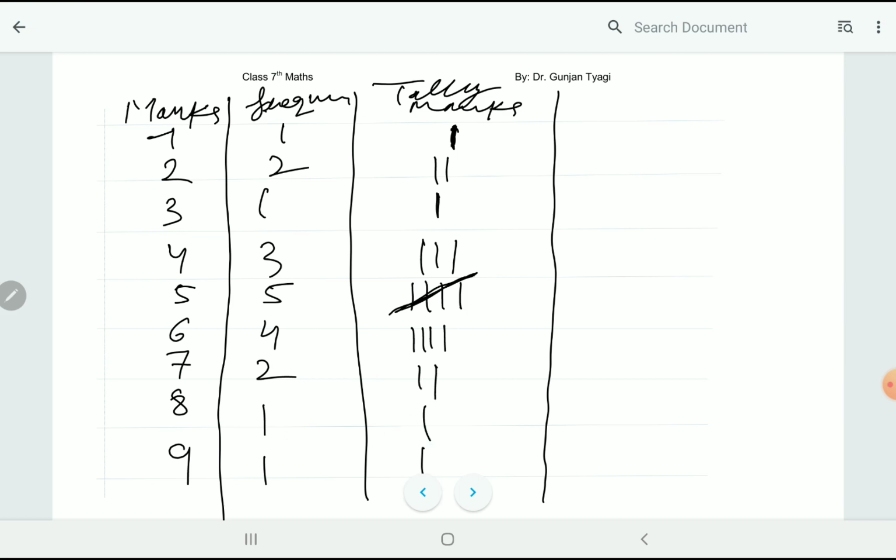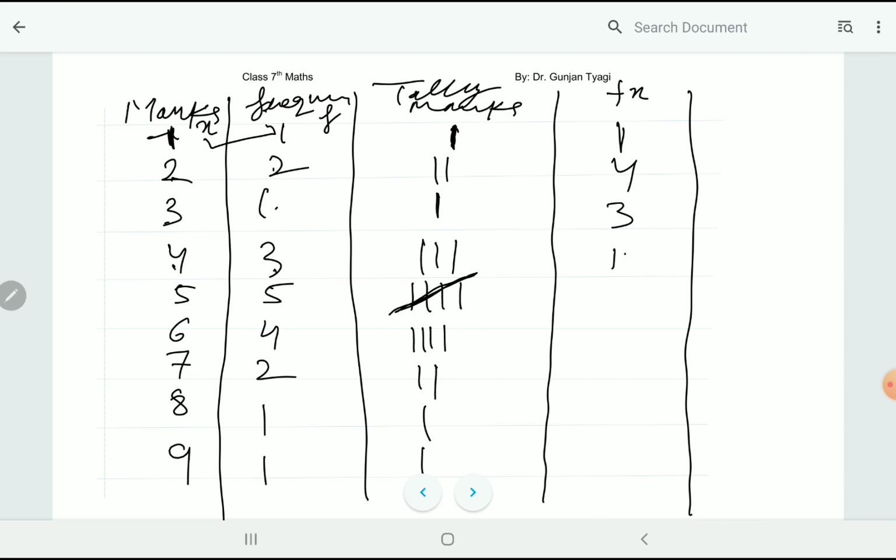After the tally marks, you will write here again a table in which we write the frequency, which is f, and the marks, which is x. So in the third column, fx will come. I will multiply f and x for each data. 1 1s are 1, 2 2s are 4, 3 1s are 3, 4 3s are 12, 5 5s are 25, 6 4s are 24, 7 2s are 14, 8 1s are 8 and 9 1s are 9.